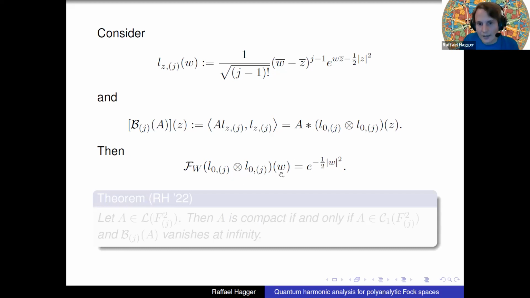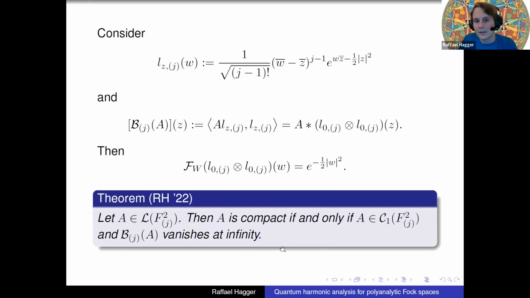Then you get again that the Fourier-Weil transform does not have any zeros, and so you can apply the theorem, and you get the same result again. So you get a characterization of compact operators, for example. An operator is compact if and only if it's in this set of continuous operators, and this generalized Bayesian transform vanishes at infinity.